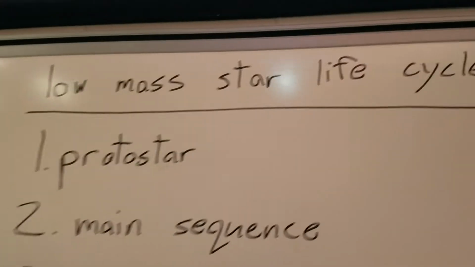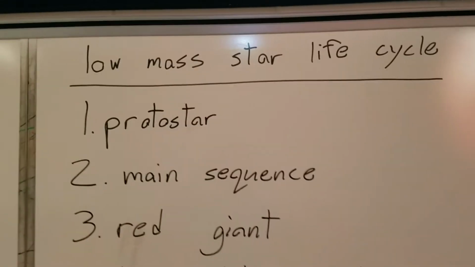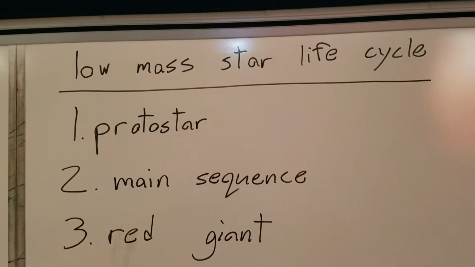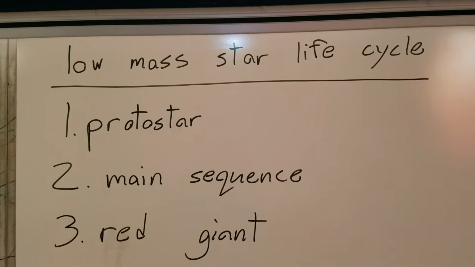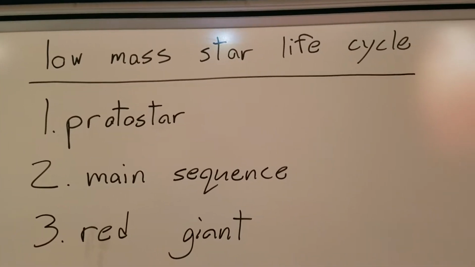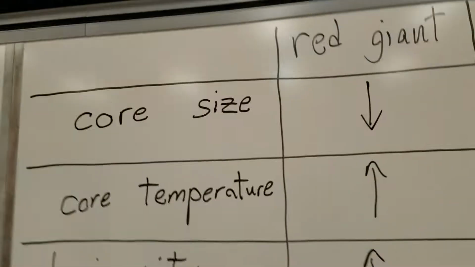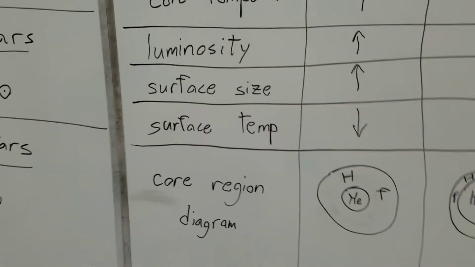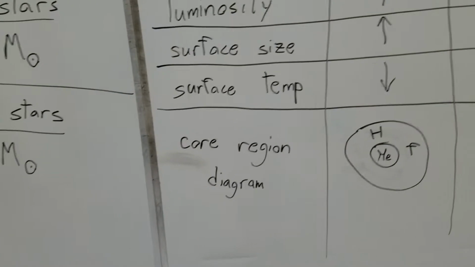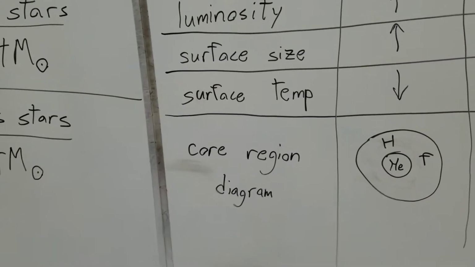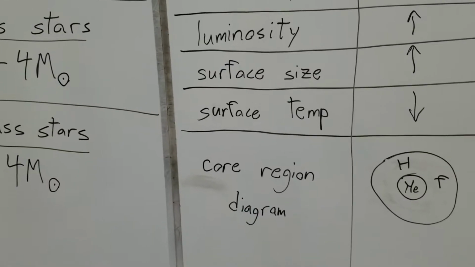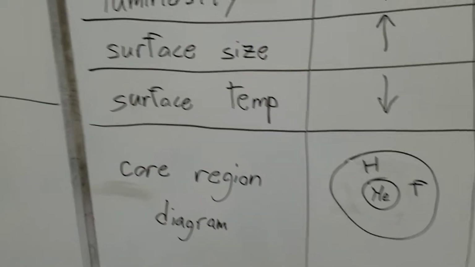Red giant stage. So far, the low mass star life cycle starts with the protostar stage, then the main sequence stage, and then the red giant stage. Now, the red giant stage also won't last forever. And that's because as this core gets hotter and hotter and hotter, eventually we're going to get to the point where the core starts to fuse again.